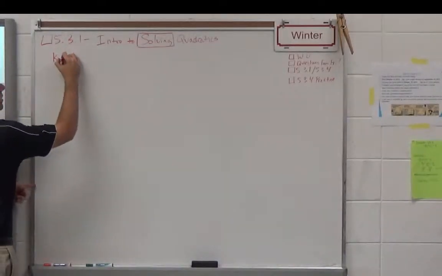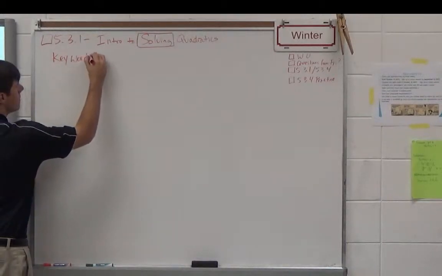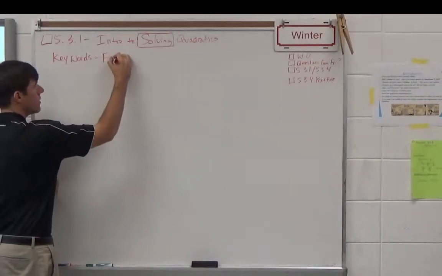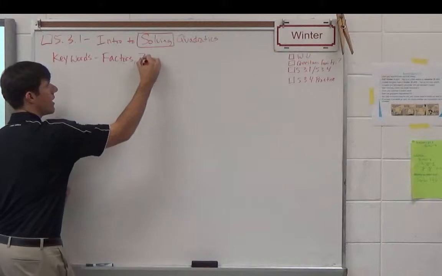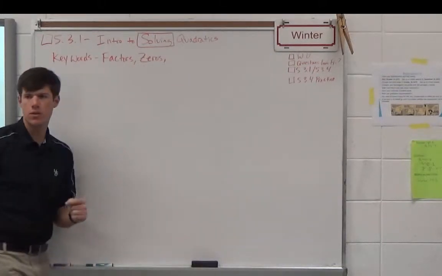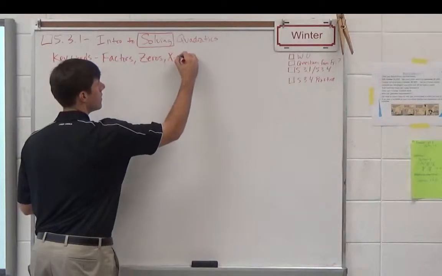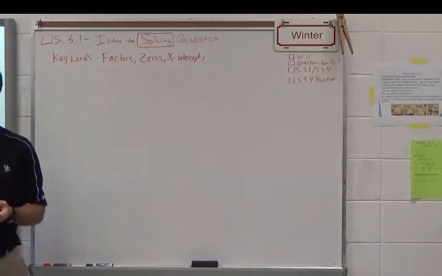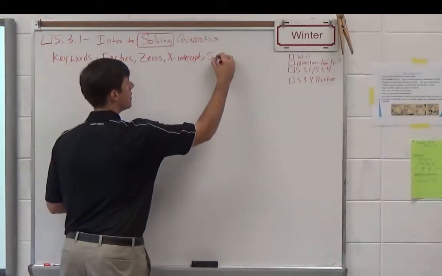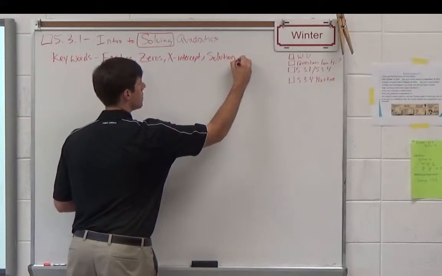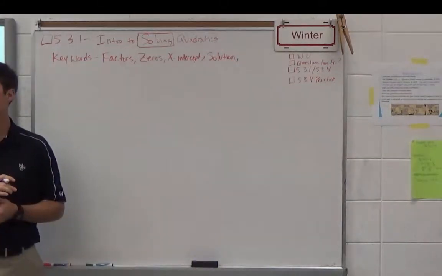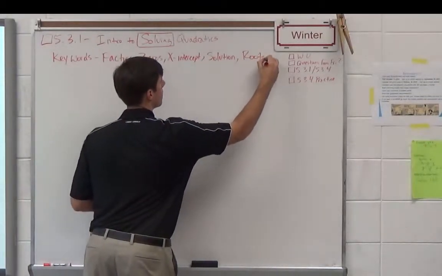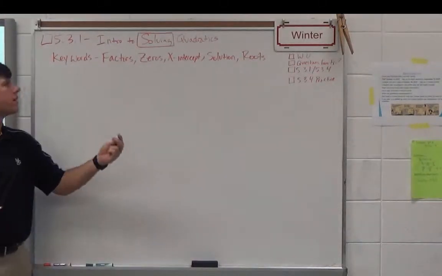I'm just going to throw out some keywords. So keywords are going to be factors, and then we have zeros. What's another word for a zero? X-intercept. What's another word for x-intercept or a zero? Solutions. There's one more. Roots. Alright? So factors, zeros, x-intercepts, solutions, roots.